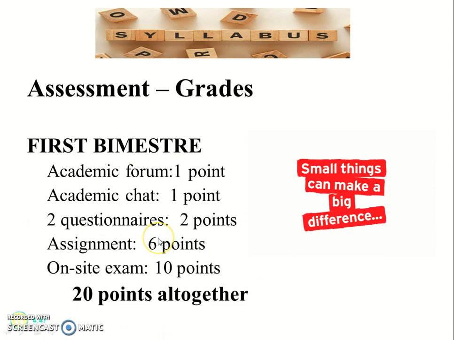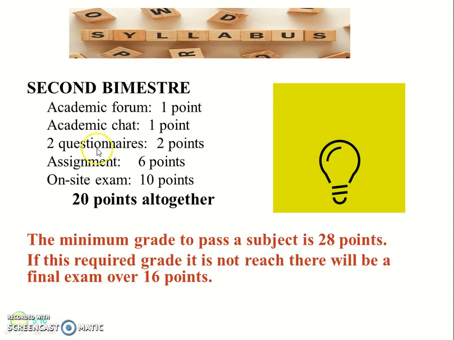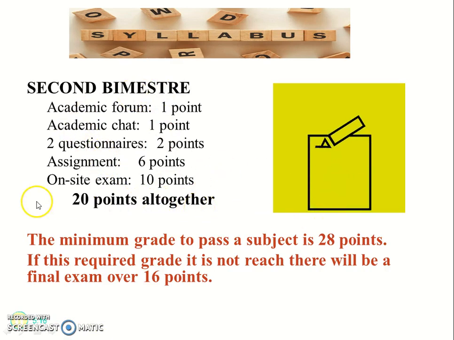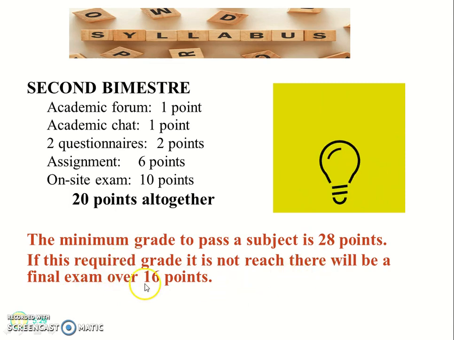These are the assignments and the grades that are going to be taking place. Academic Forum 1 point, Academic Chat 1 point, 2 questionnaires, 2 points, 1 each. Assignment 6 points and on-site exam 10 points, which all together add 20 points each bimester. Here it is the second, which is the same, 20 points, which added all together is 40. The minimum grade to pass this subject is 28 points, and if this grade is not reached, there will be a final exam over 16 points, and the dates I have already mentioned.